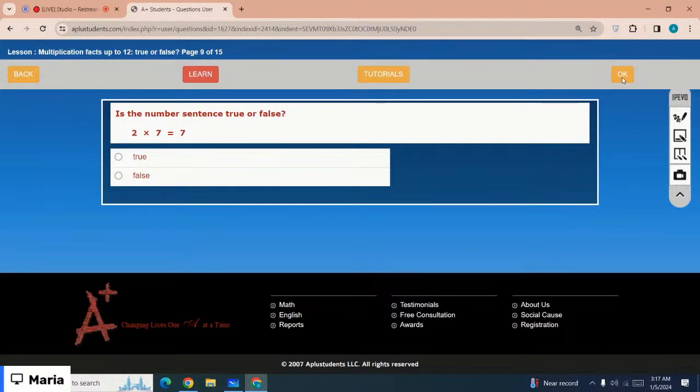Is the number sentence true or false? Two times seven equals seven. Is it true or false? False it is because two times seven is 14. So yes, very good. That is also false.